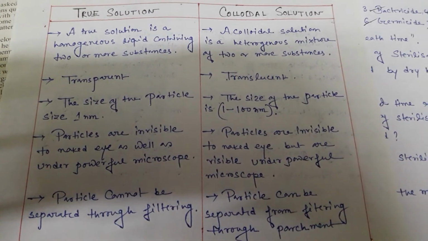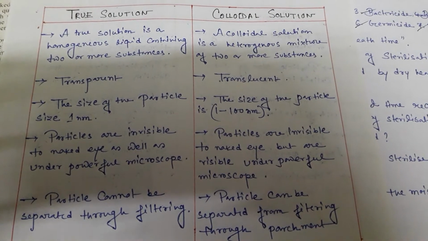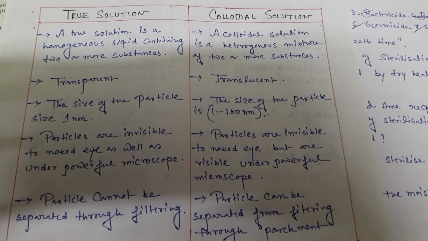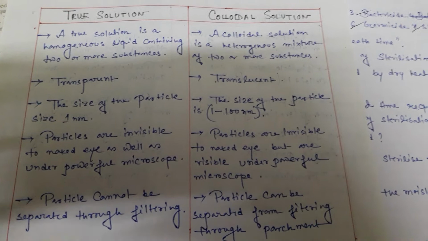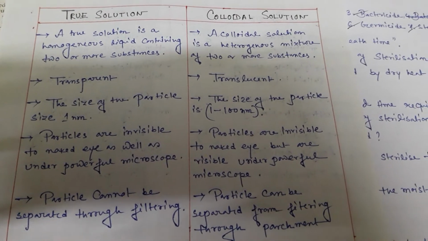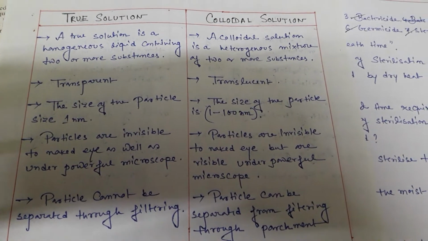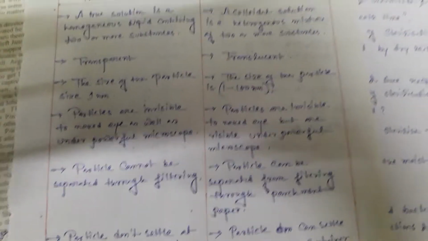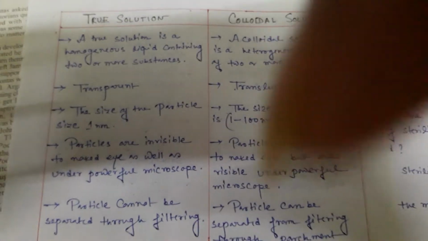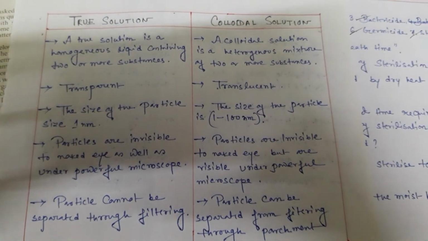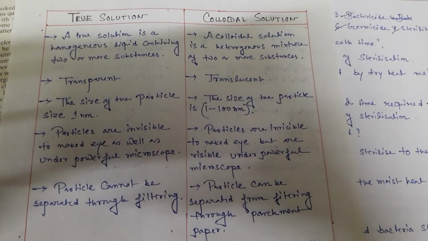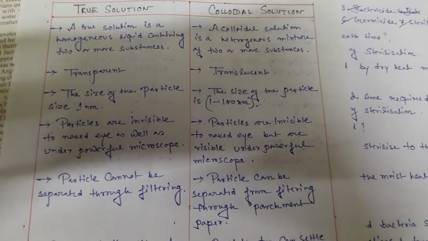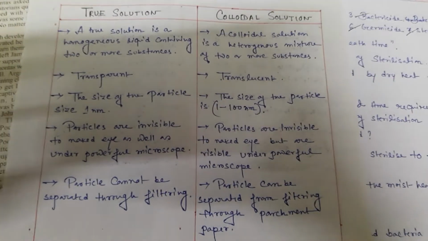This is very important. Actually, a true solution is a totally homogeneous mixture, but a colloidal solution may be a homogeneous mixture, though sometimes it exists as a heterogeneous mixture also. And the particle size of the true solution is very small, and the particle size of the colloidal solution is very large compared to the true solution.